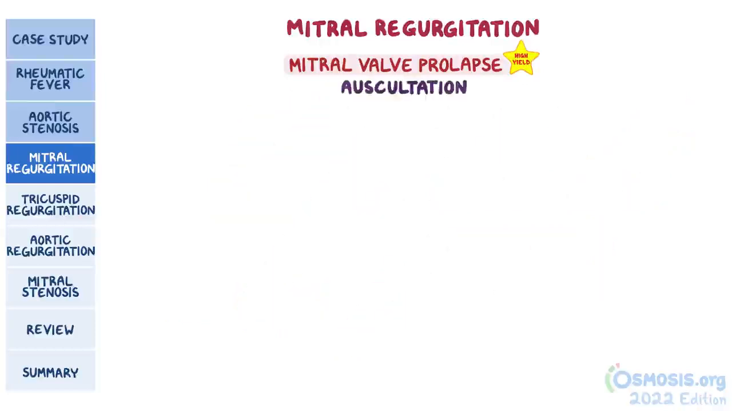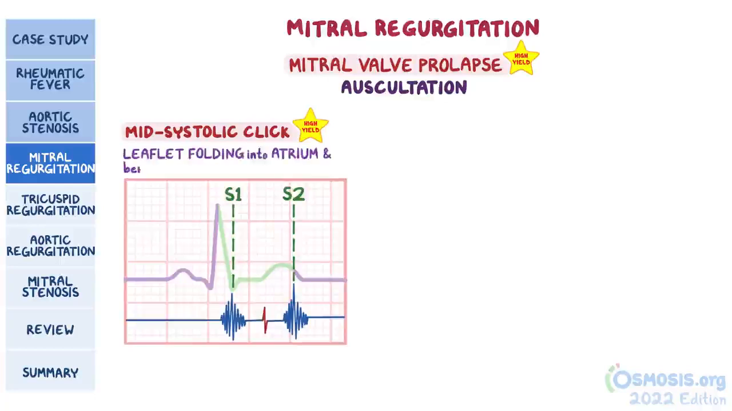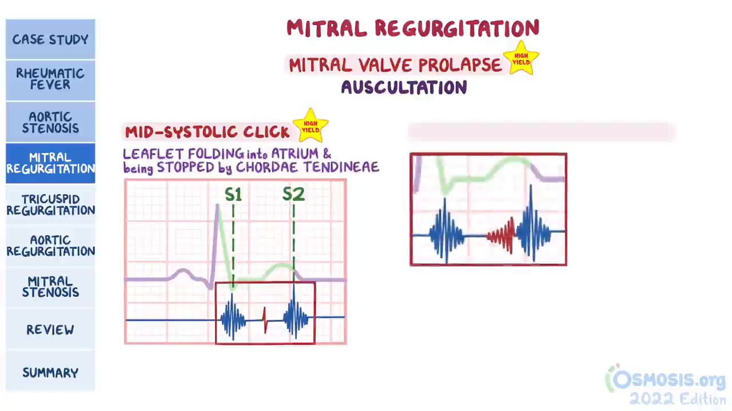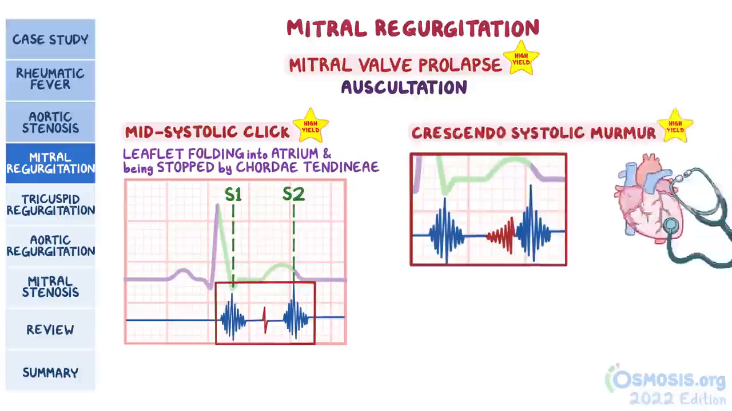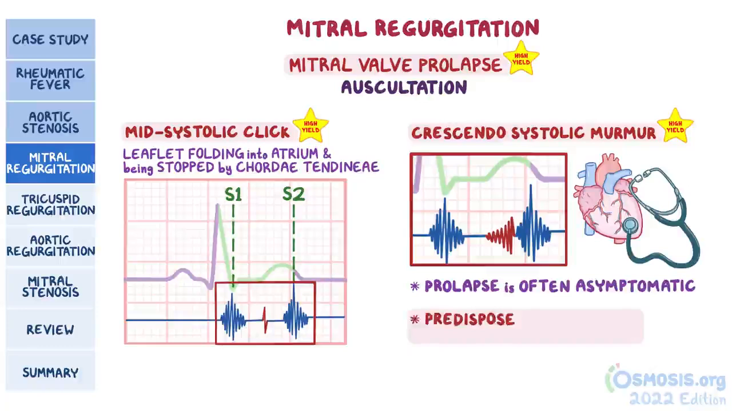Regarding auscultation, mitral valve prolapse also has a classic heart murmur that you have to know for your tests. This includes a mid-systolic click, meaning it appears between S1 and S2. This click is a result of the leaflet folding into the atrium and being suddenly stopped by the chordae tendineae. If there's mitral regurgitation, the mid-systolic click is sometimes followed by a crescendo systolic murmur that's loudest just before S2 and is best heard over the apex. Mitral valve prolapse is often asymptomatic, but it can predispose individuals to infective endocarditis.